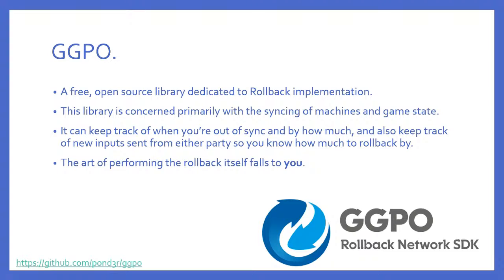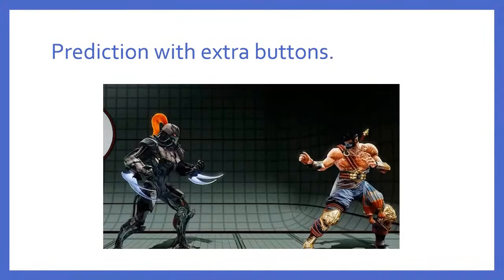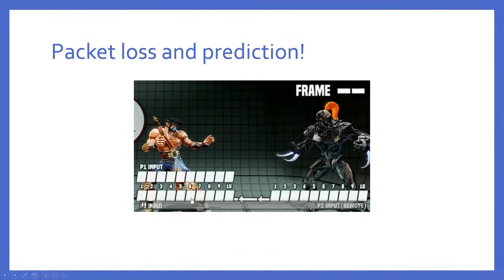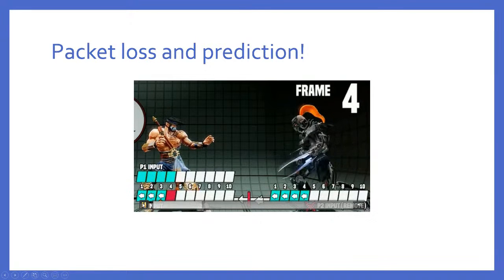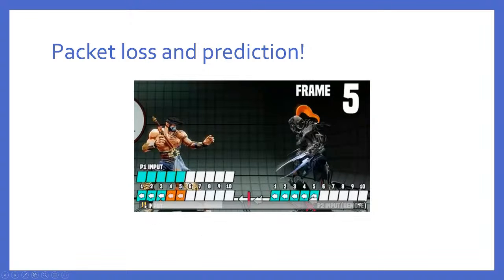It's programmed in C, which may mean that it's hard to port it to the engine of choice that you're using, but there are many bindings created for certain engines like Unity. You just have to make sure you build your game with rollback netcode in mind. What this does is it tells you when your games are out of sync and how much, and it also keeps a buffer of the inputs that are sent from each party. So you can basically do the exact same thing as in this example, where if there's packet loss, you can queue up the inputs and resimulate the game based on new information.